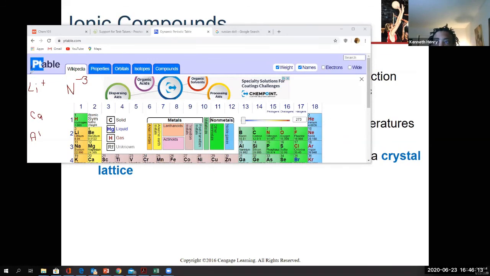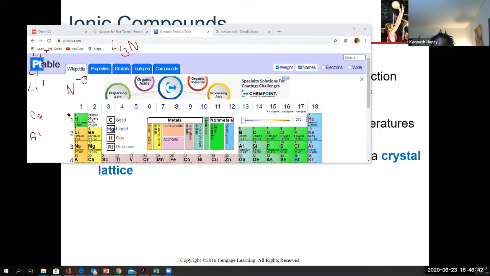So I'm going to need how many lithiums then? 3 to balance. Nitrogen is too much of a man for 1 lithium. It needs 3 to balance it out. So 1, 2, 3. So we get Li3N. Okay, you guys see that?